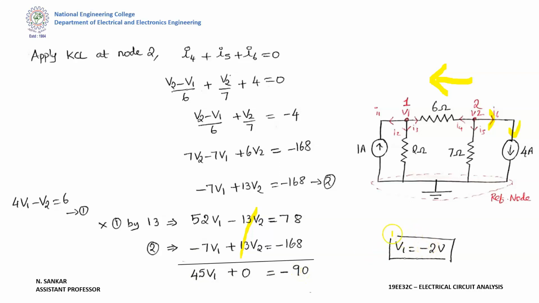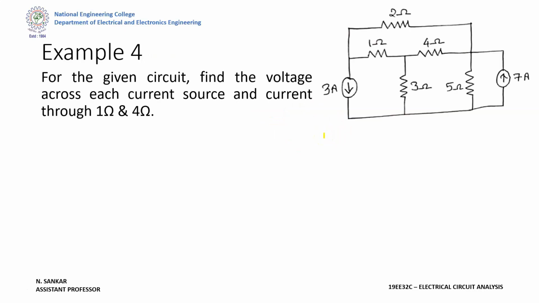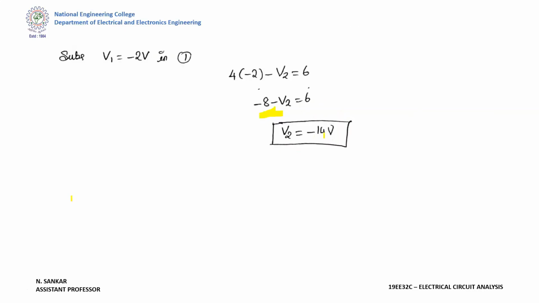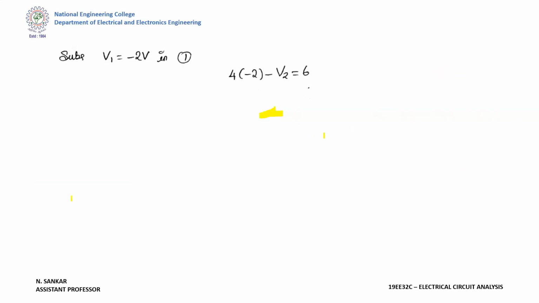Just substitute V1 in equation number 1 here. So that is minus 8. If it comes here it will be plus 14. So V2 is equal to minus 14 because we have minus here. So totally V2 is equal to minus 14. So V1 is equal to minus 2 and V2 is equal to minus 14. So these are the nodal voltages for the given circuit.